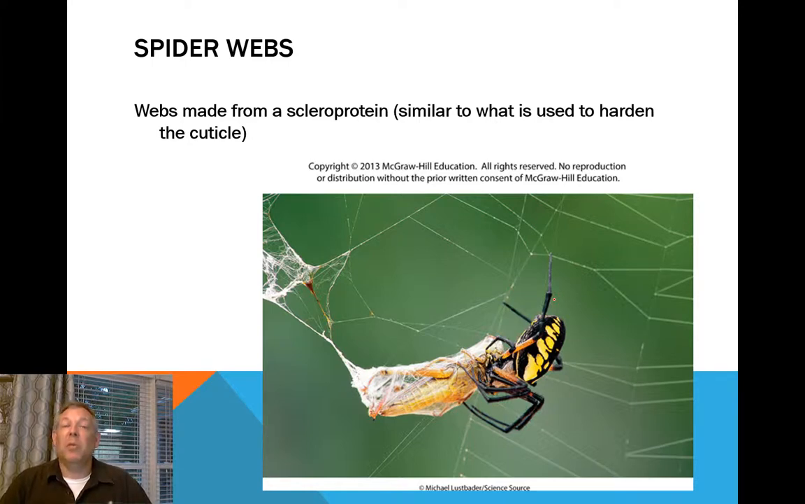So you remember that we talked about sclerotin, which is a way to harden the cuticle. And so similar proteins are used to make spider silk. And spider silk is very strong, and it's because of this type of protein. So again, it's something that evolved in this group that was very advantageous to them.